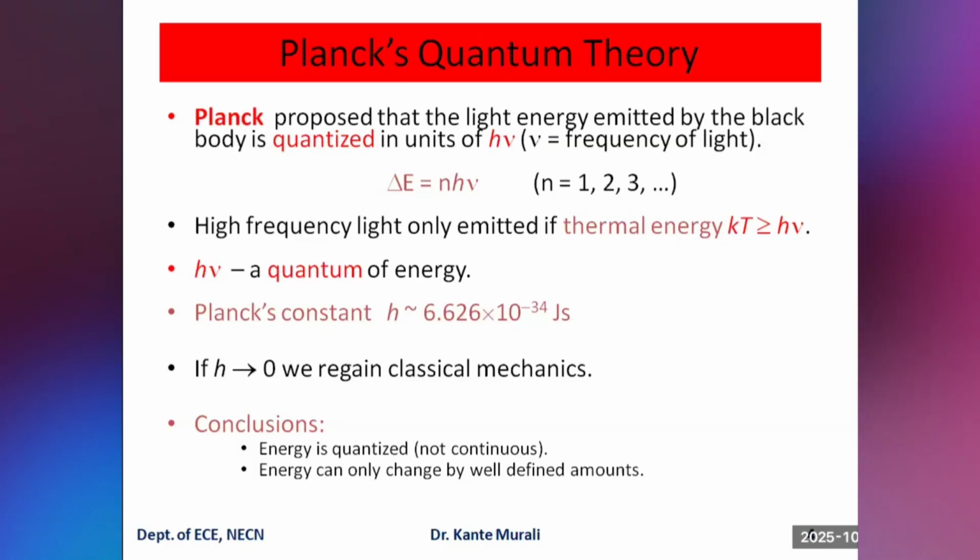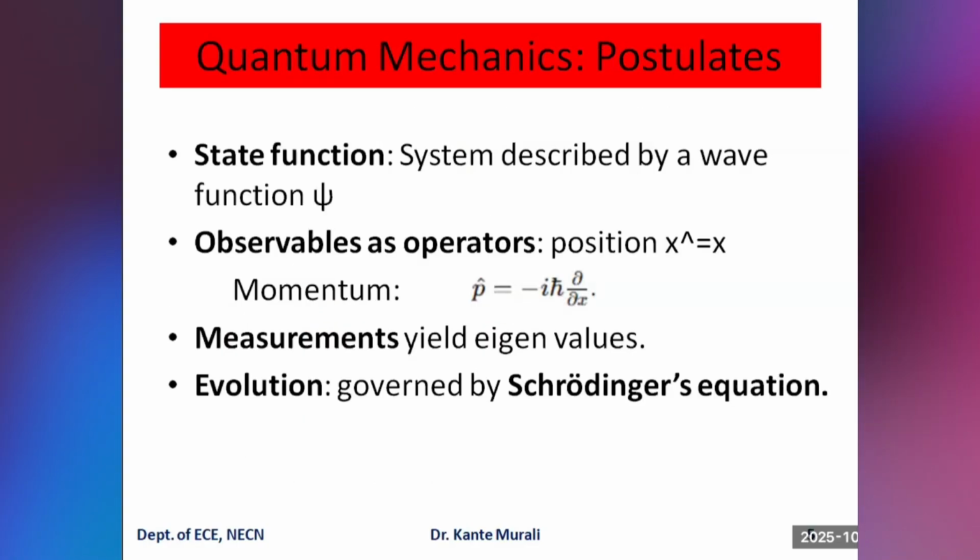What I mean to say is that energy is quantized, not continuous. Energy can only change by well-defined amounts. Now coming to the quantum mechanics postulates. In quantum mechanics, every physical system is described by a wave function, denoted by psi. This wave function contains all possible information about the system, like position, momentum, and energy.